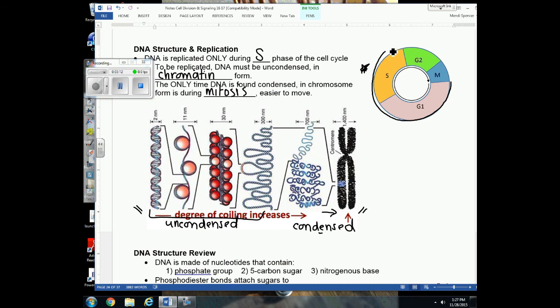Throughout all this time from here to here, DNA is uncondensed. And then we learn that it condenses up right here. So it condenses in prophase and it stays condensed until it's divided up in mitosis.